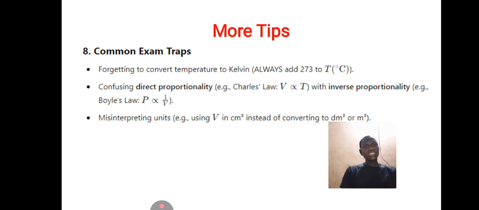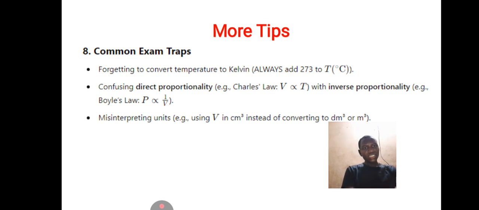Confusing direct proportionality and inverse proportionality. Now, I have seen a question where they say, which of the following is the mathematical expression of Charles' law? They only use the proportionality sign, so please note it. V is directly proportional to T. You are seeing that sign there. In case they ask for the mathematical representation of Charles' law or Boyle's law, please be able to know that V is directly proportional to T is for Charles' law, while P is inversely proportional to V is for Boyle's law. I hope this is clear.